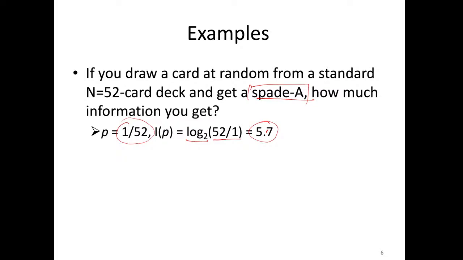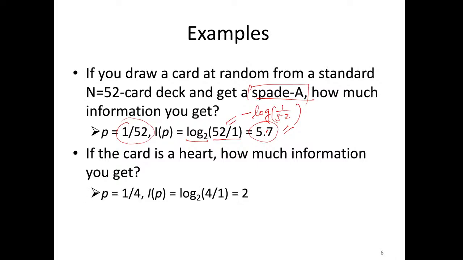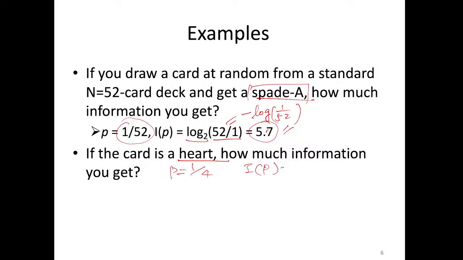Or you could use negative log of 1 divided by this, which will give you the same thing. Okay? And if the card is a heart, how much information do you get? The probability of getting a heart is 1 over 4, right? So P is this. So I(P) should be log 4 over 1, which gives you 2. Okay?